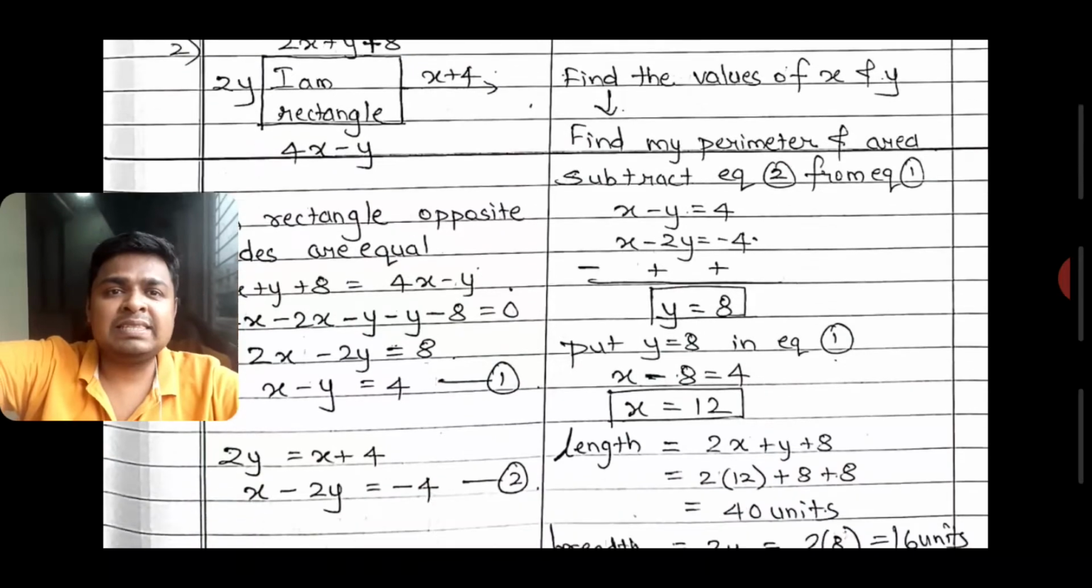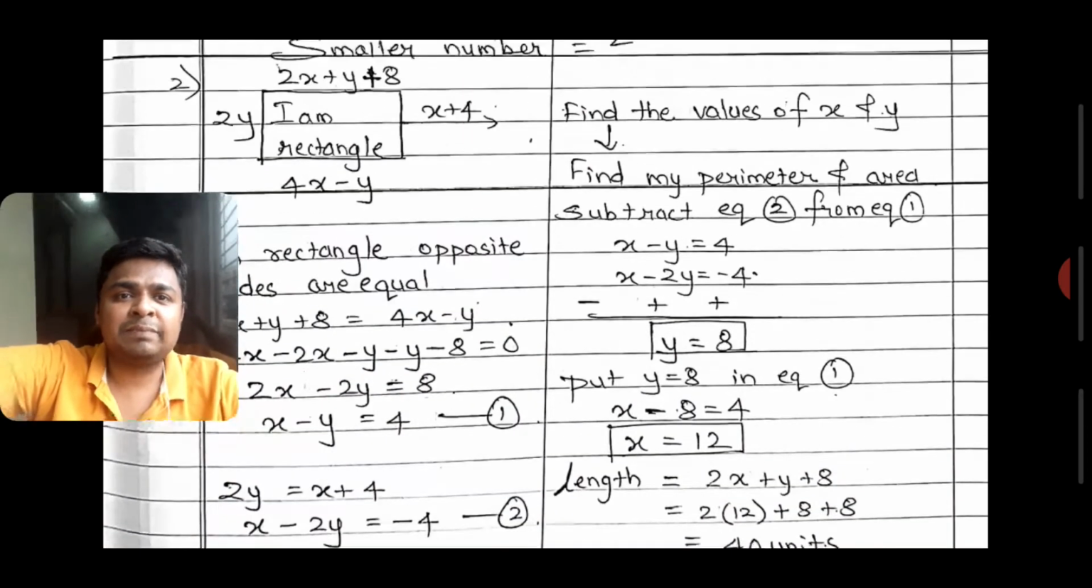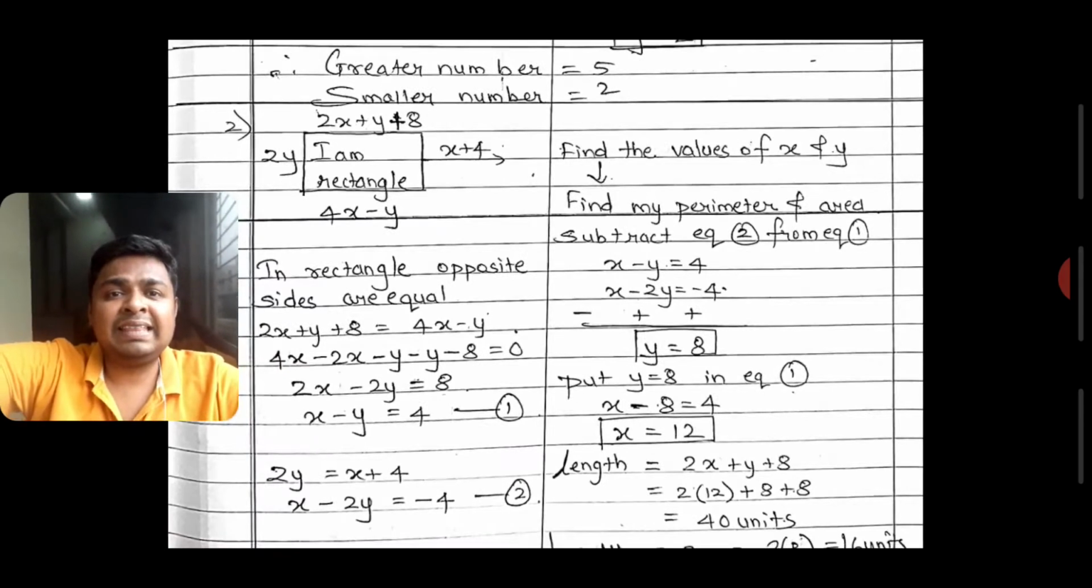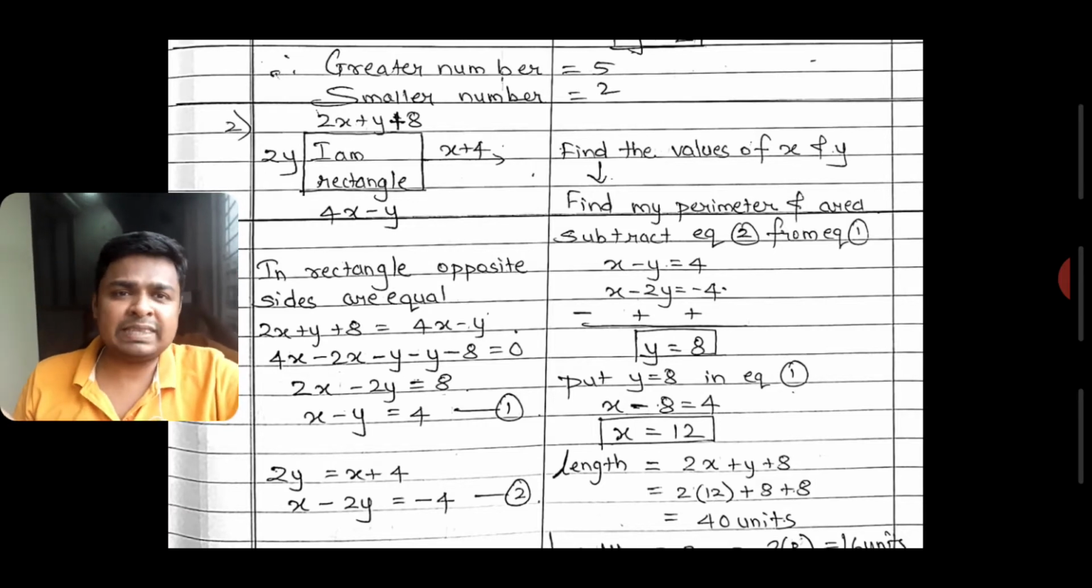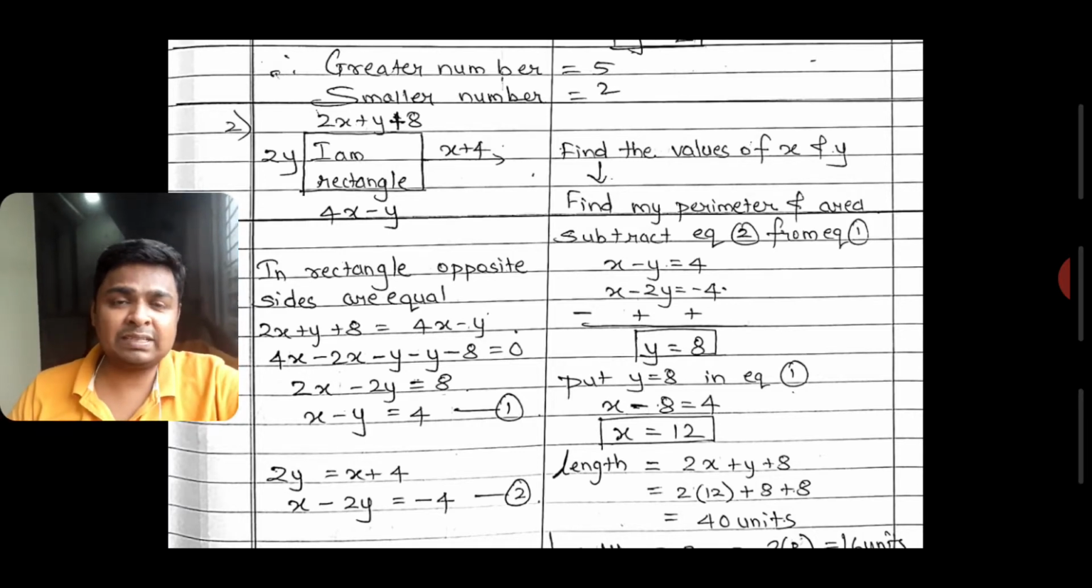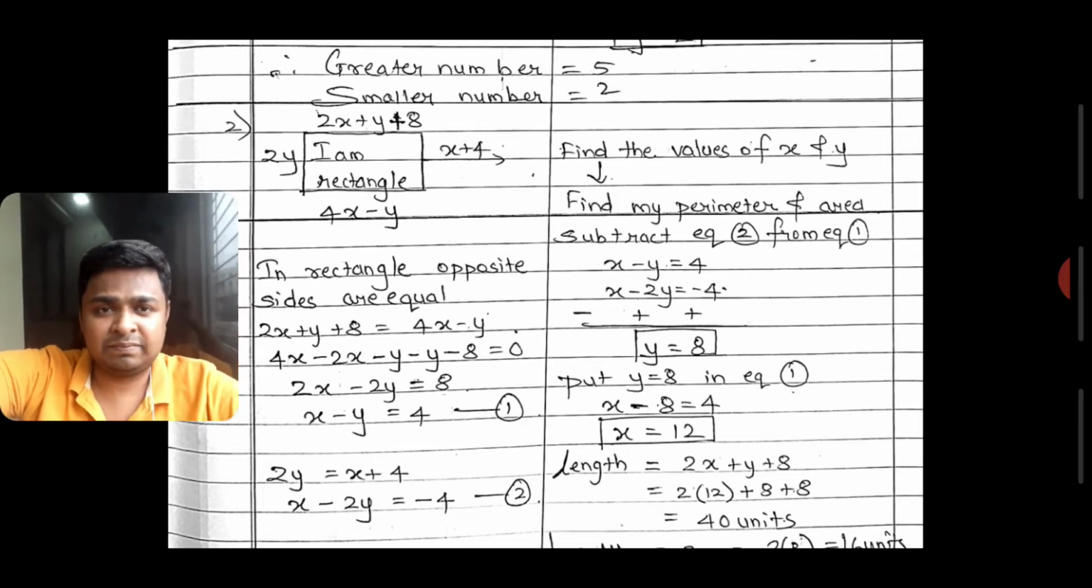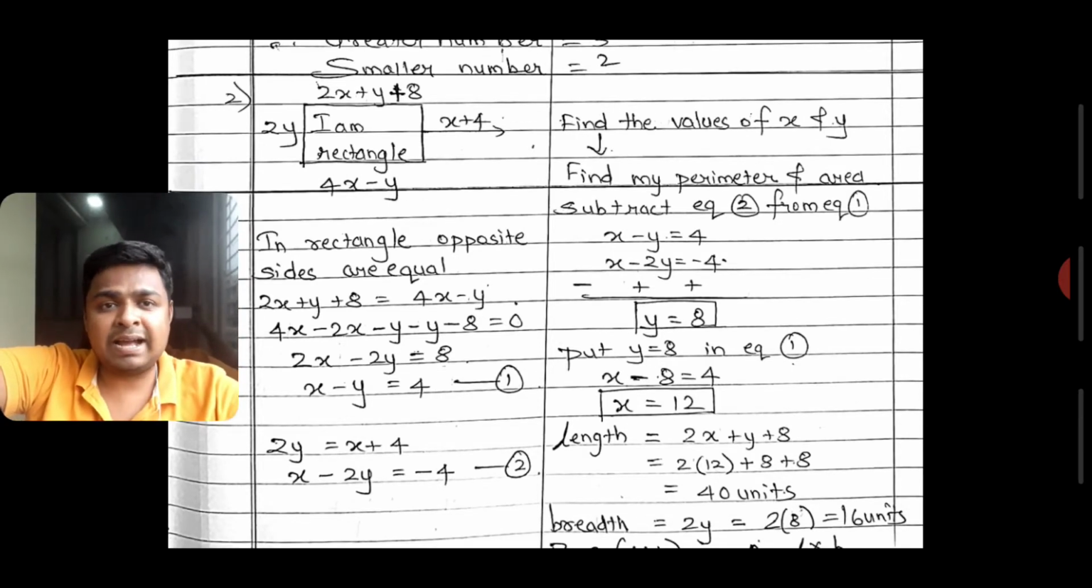Now we'll consider the opposite sides, that is, here we'll consider the lengths. So 2x plus y plus 8 is equal to 4x minus y. We take all the terms on one side, we get x minus y is equal to 4. You can just have a look at it, it is easy. Then next is 2y is equal to x plus 4. That is opposite sides. 2y and x plus 4 are opposite sides. They are equal. That is the property of a rectangle.